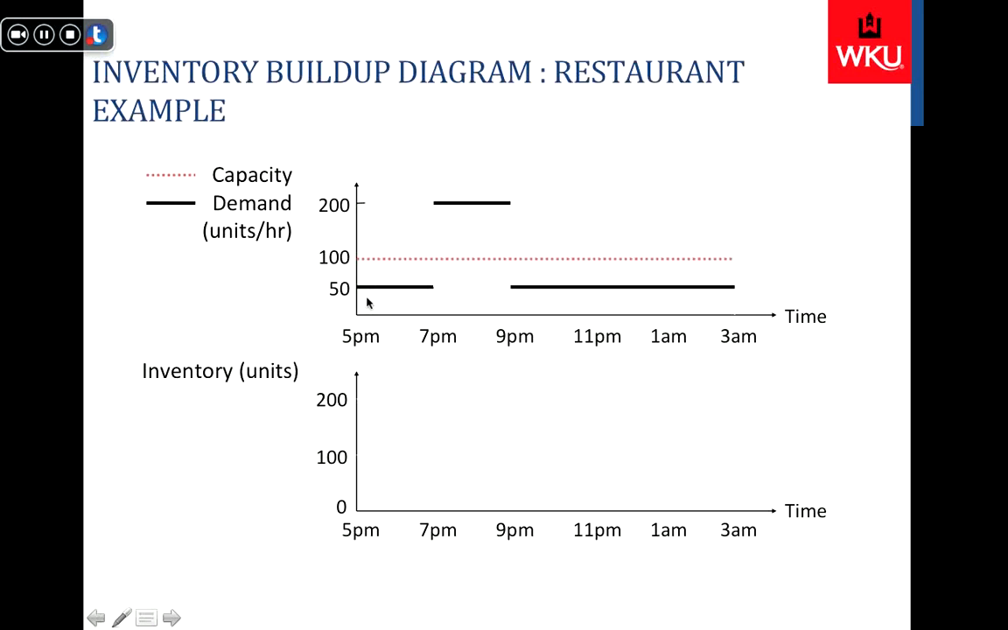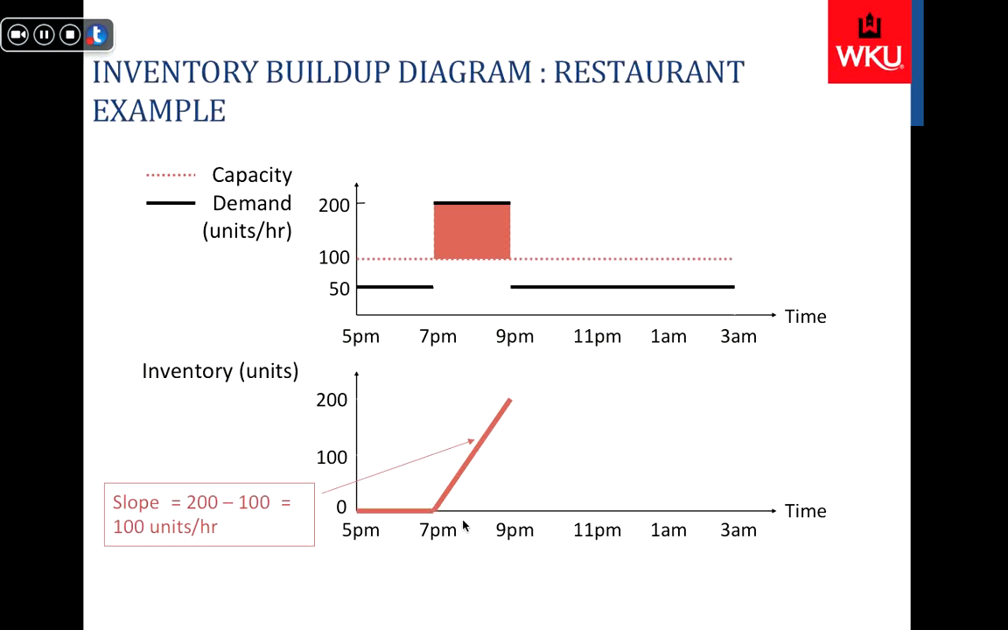So what's going to happen between 5 and 7 p.m.? Our capacity is 100, but our demand is 50. Will customers wait? No, right? Our capacity is larger than the demand, so we're okay to serve these customers. So the inventory, meaning the number of customers waiting, will be 0 between 5 and 7 p.m. Okay? But between 7 and 9 p.m., we have 200 customers coming in, but our capacity is 100.